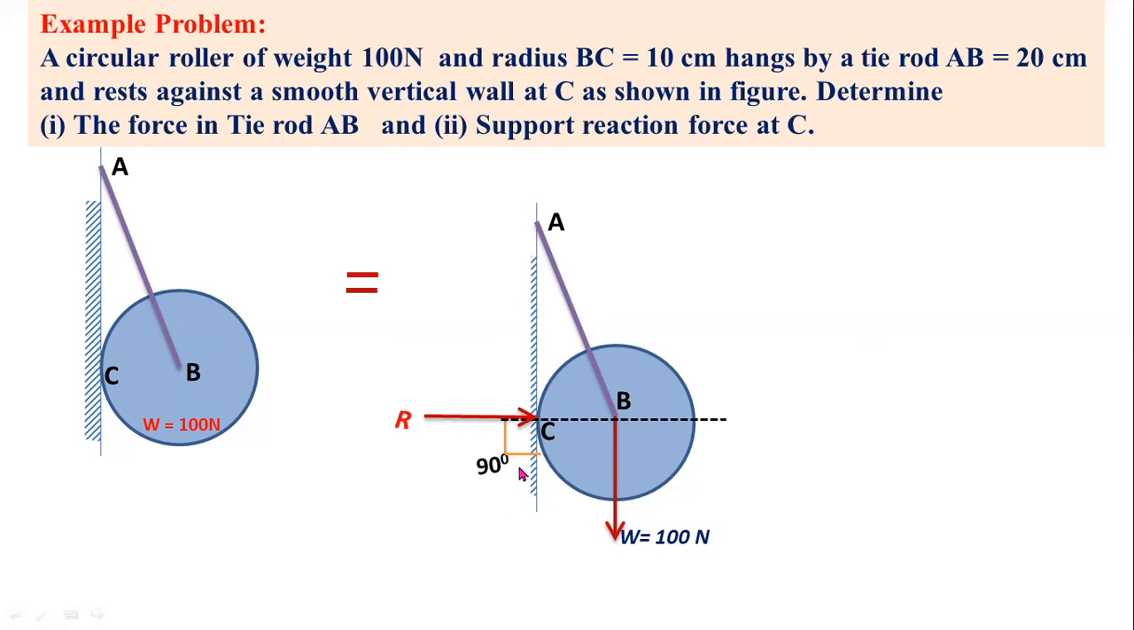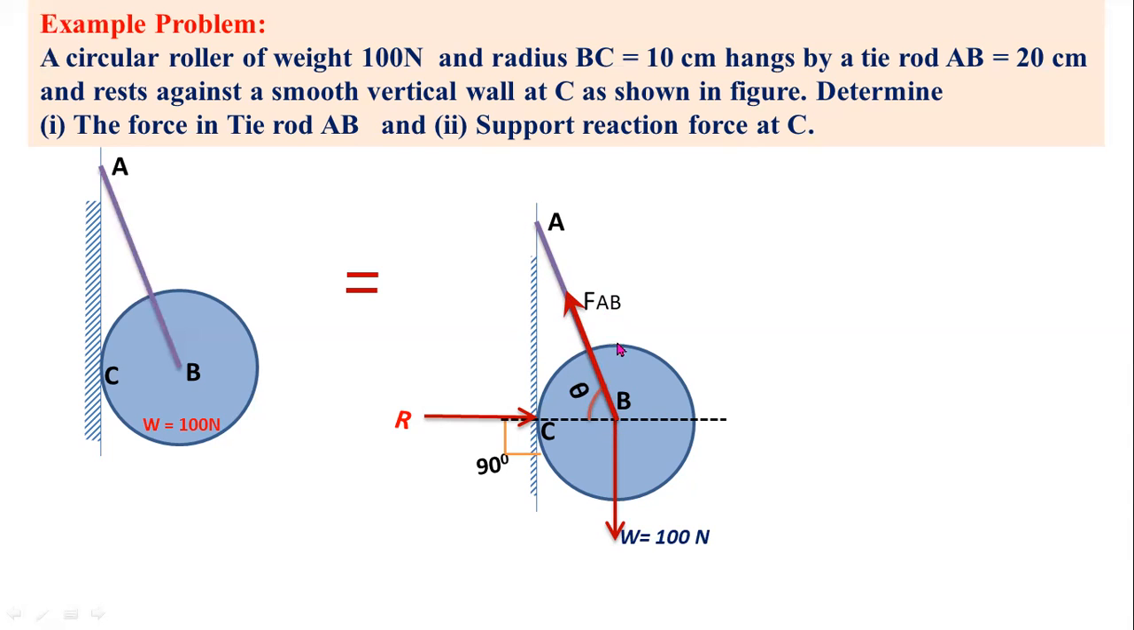Okay, so this reaction force makes an angle of 90 degrees with respect to the given support. This is the reaction force at point C, and this is the self weight. Now, due to the action of this load, a tensile force is developed in the tie rod. So you have to consider the opposite internal reaction force. This is the tensile force developed in the tie rod.